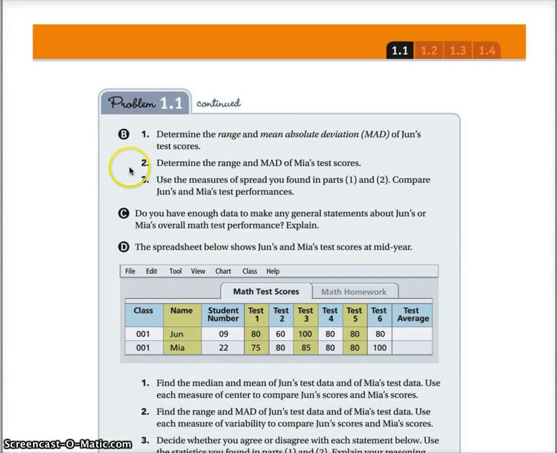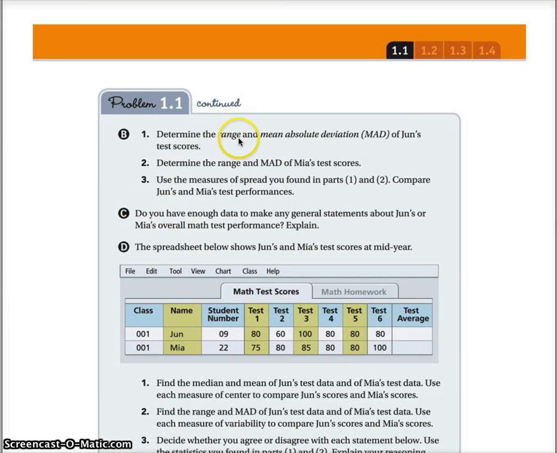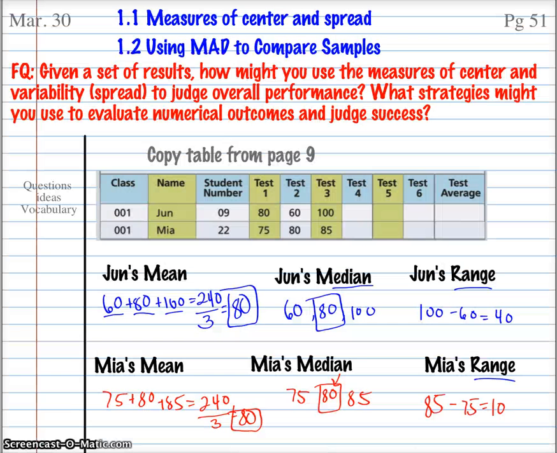Okay, next thing we're going to do is we actually answered question A here. Found the median and mean of Mia and June's scores. We compared them. What do we notice about them? Now we're going to answer question B. We found the range, and we're going to find the mean absolute deviation of June's test scores and of Mia's test scores. We're going to compare them. So we're going to do MAD, and this is one that a lot of people are getting stuck on. They have a lot of trouble calculating the MAD.